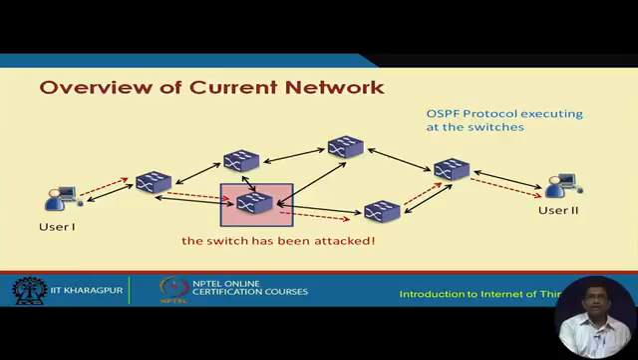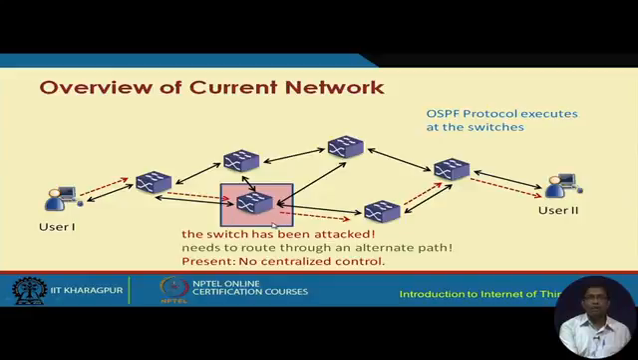Now, let us say that a particular switch, the one shown in this figure, becomes down for one reason or another, maybe because it has been attacked. So, traditionally what has to happen is that a new or alternate route has to be found for the packets to be sent from the source to the destination node. And because there is no centralized control, this becomes a difficult task.